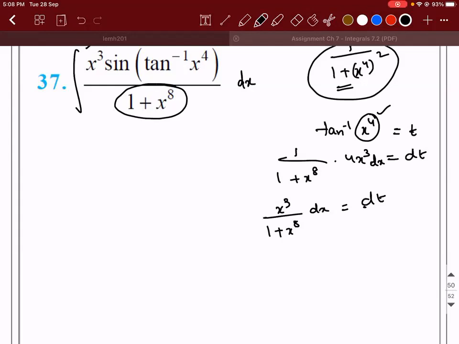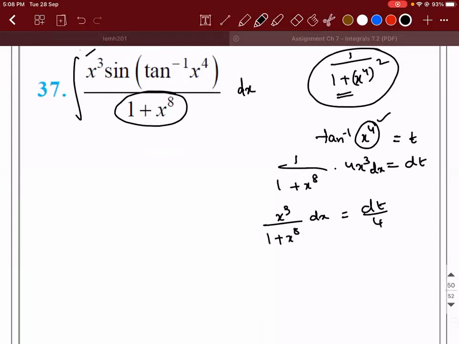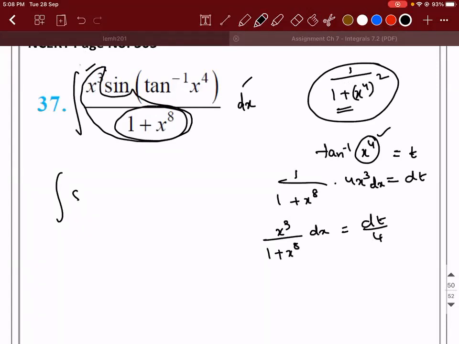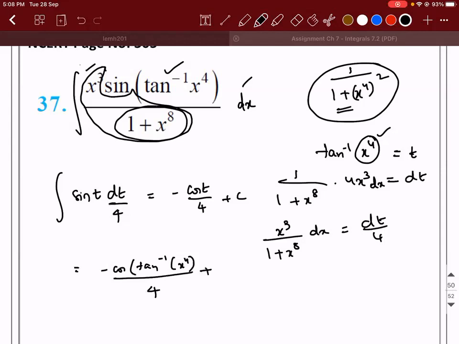What is the answer? Final answer. Did you understand what I did? Sorry, dt divided by 4. Is there anyone who didn't understand what I did? Understood, sir. Okay. So the answer will be minus cos t divided by 4 plus c. So minus cos of t is how much? That's the answer.